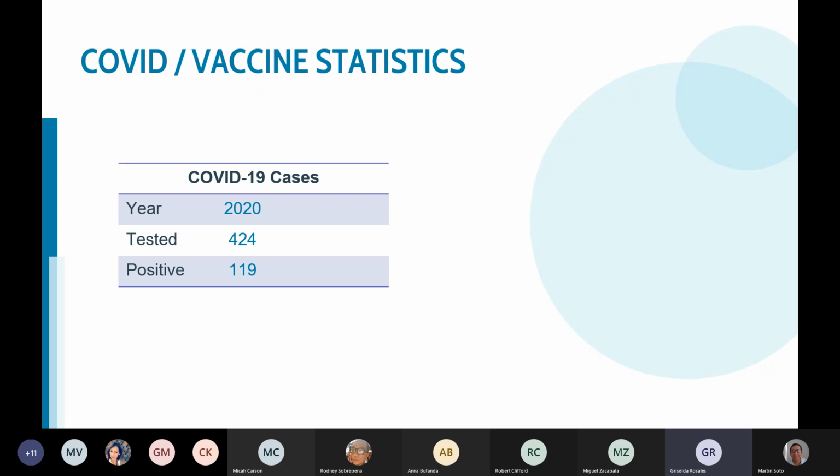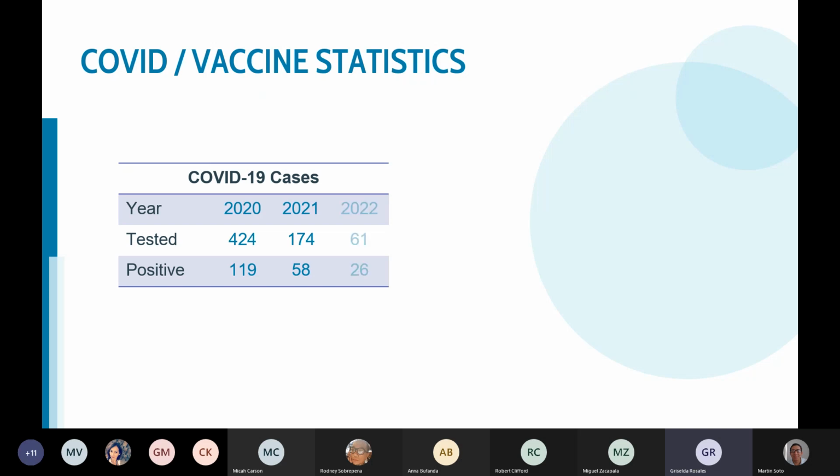So, as you all know, the pandemic started in 2020, and that's when a lot of people got sick and were exposed. The number of people who needed to get tested was 424. Out of those 424, 119 turned out to be positive. Now, in 2021, it went a little lower. 174 employees had to get tested because they were exposed or experiencing symptoms, and out of those, 58 tested positive.